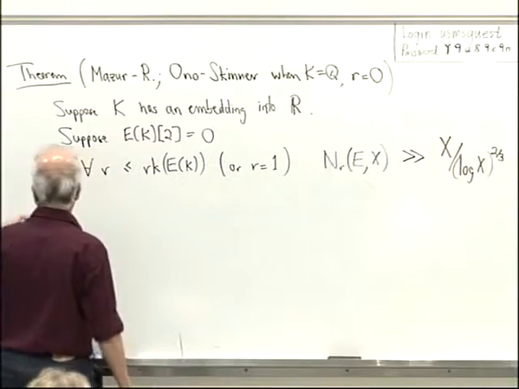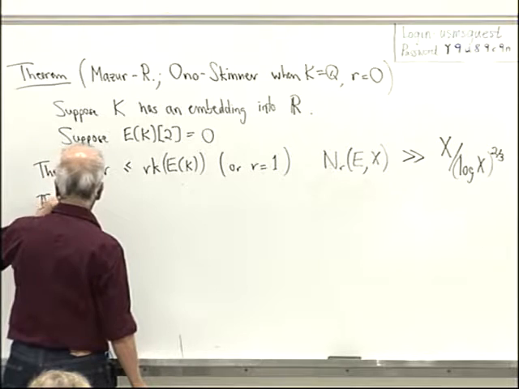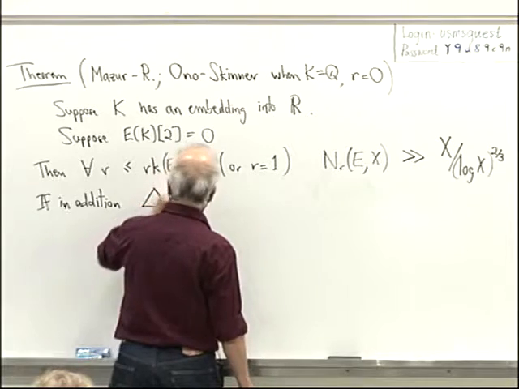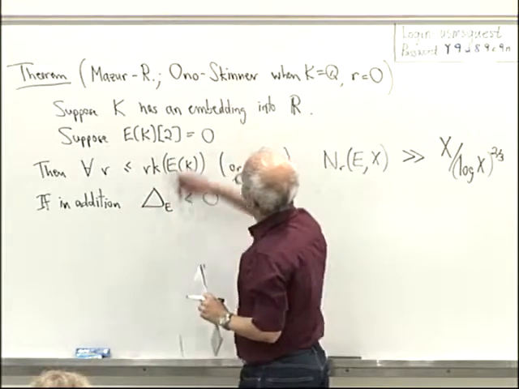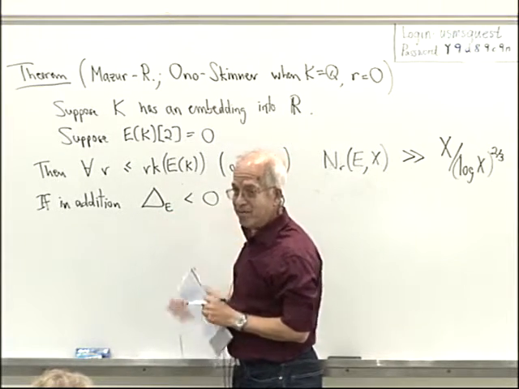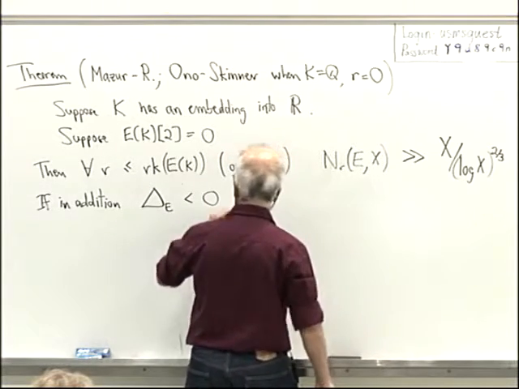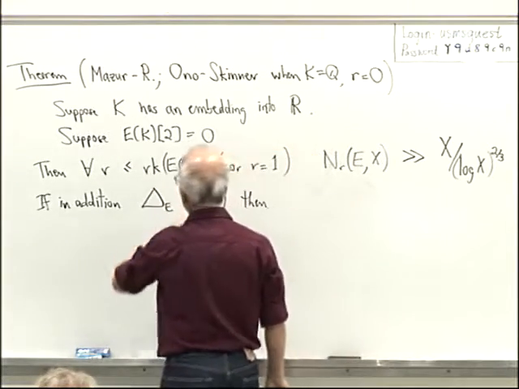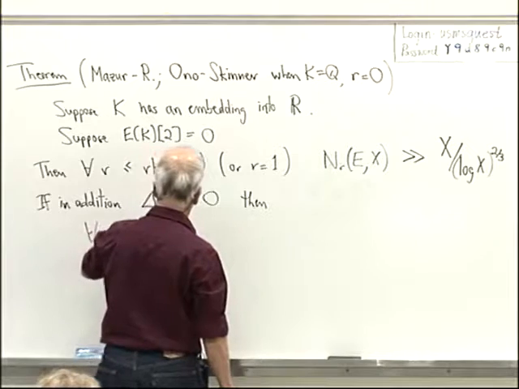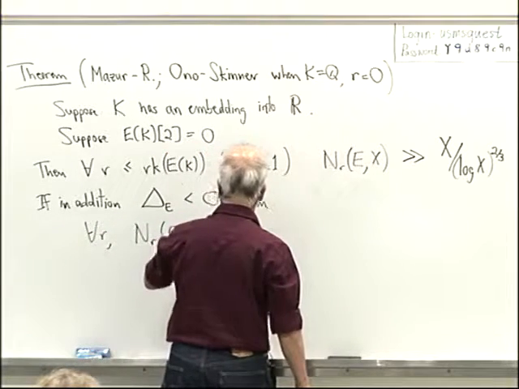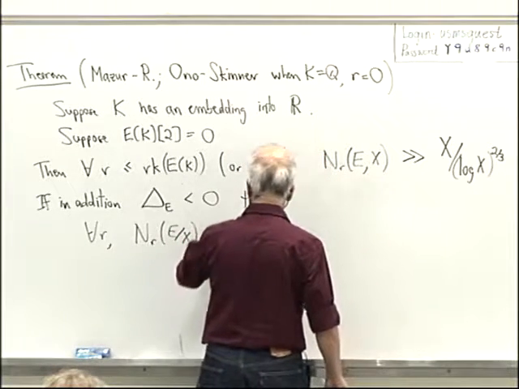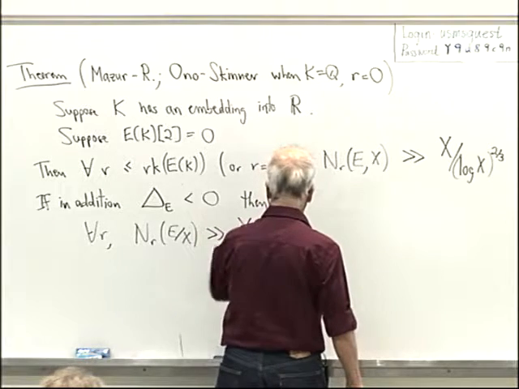And so if in addition the discriminant of E is less than 0, and now what I mean is we have at least one real embedding of k, and the discriminant under that embedding gives you a negative real number, then in fact this holds for all r. Then for all r, n sub r is greater than a constant times x over log x to the 1/3. In fact, it holds with a better constant.